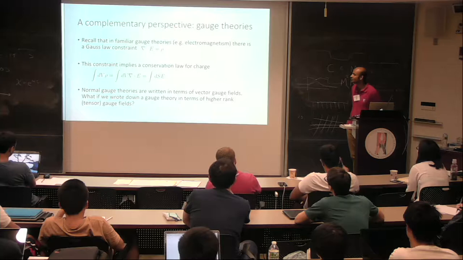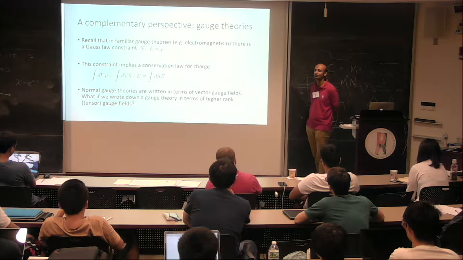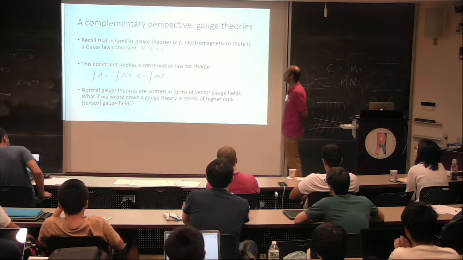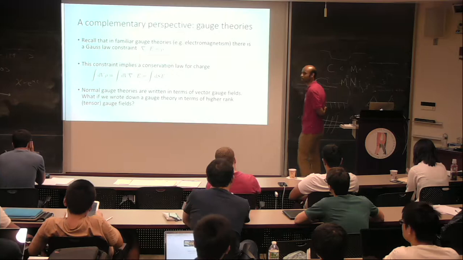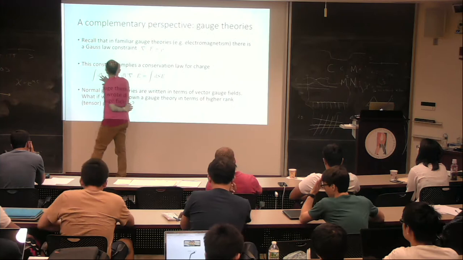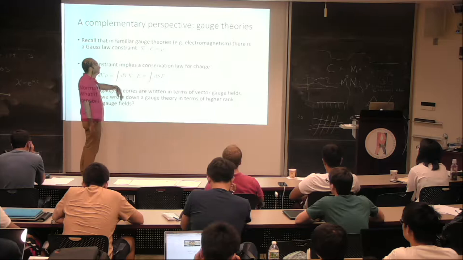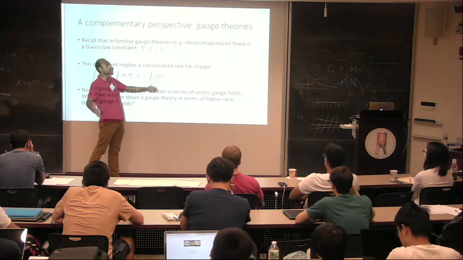So just a brief reminder: you will recall that in familiar gauge theories like electromagnetism, there's a Gauss law constraint, like div E equals rho. And this constraint implies a conservation law for charge. Because if you look at the charge in a volume, you can use Gauss's law to turn this into the volume integral of div E. And I can use the divergence theorem to turn this into a surface integral of the electric field. And so if you fix the electric field on the boundary, then you fix the charge inside the system.